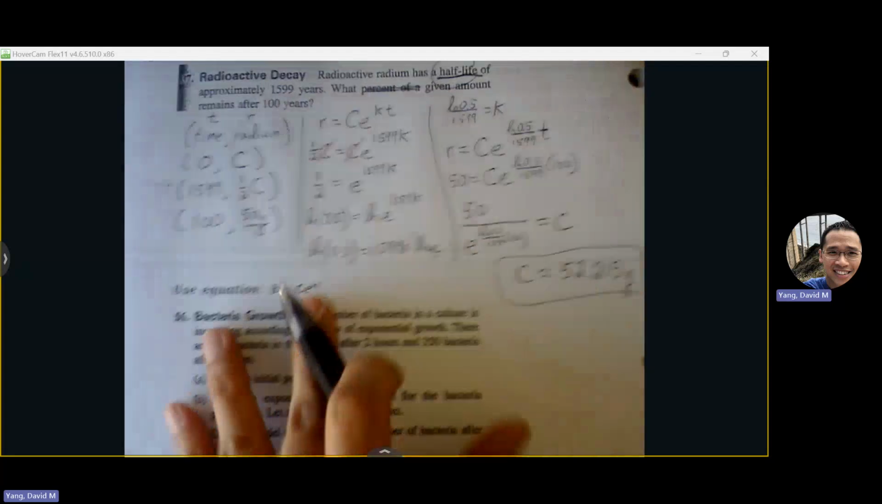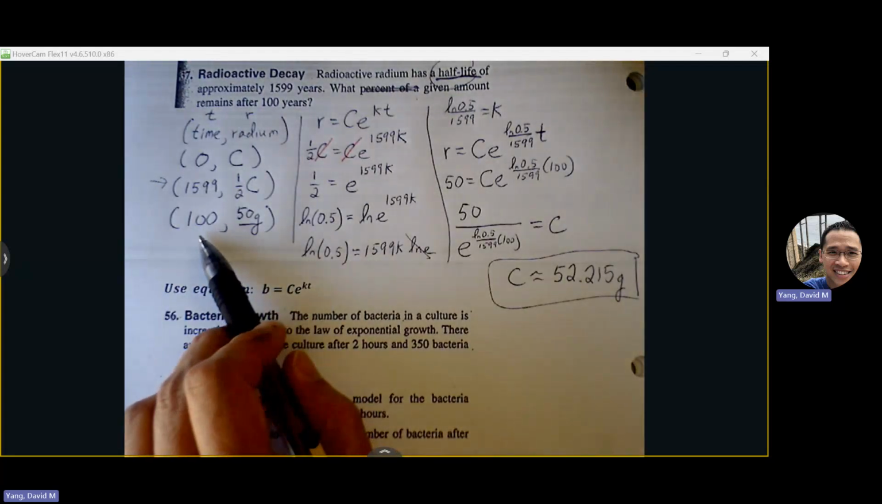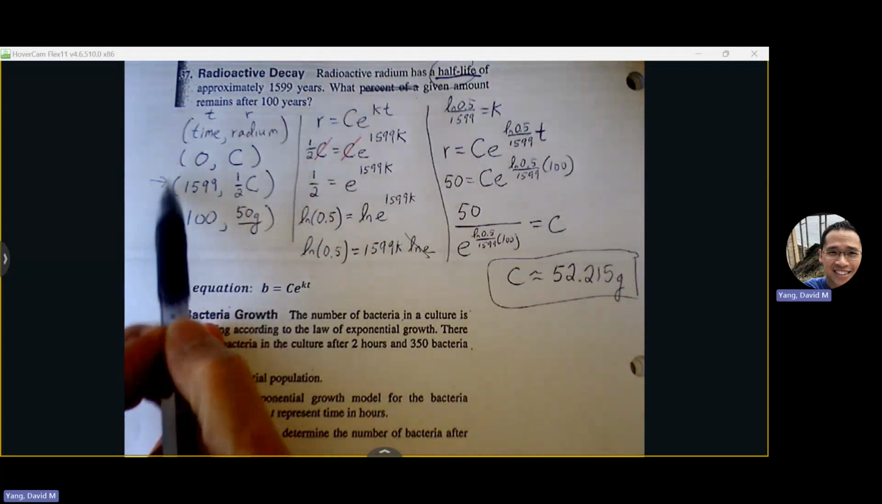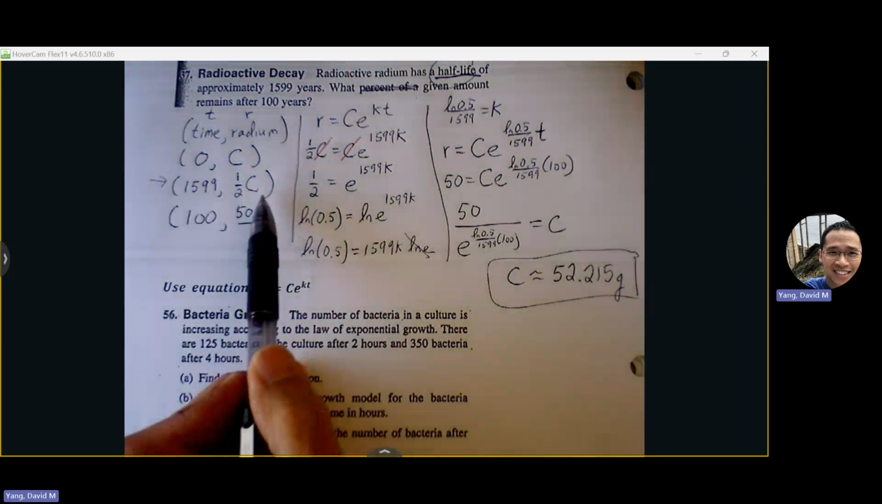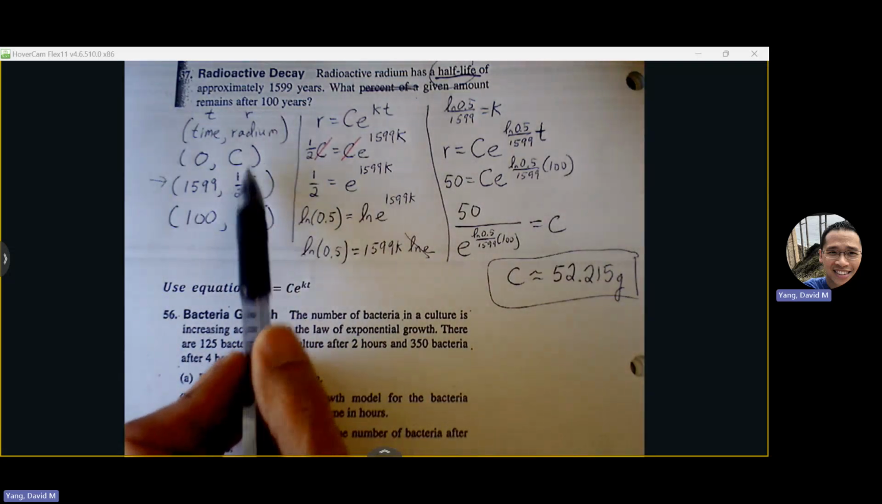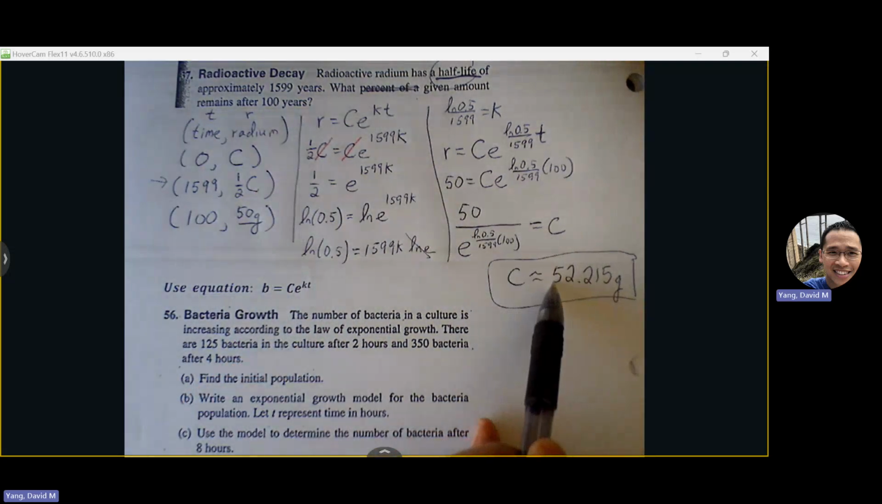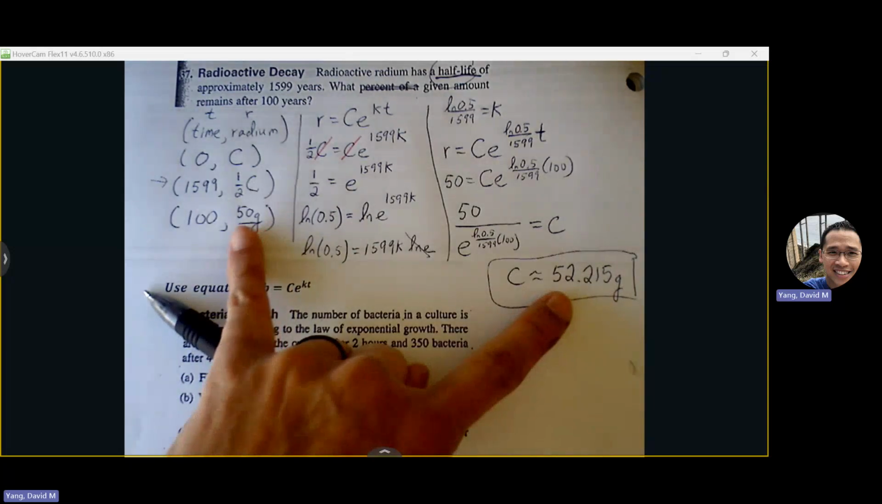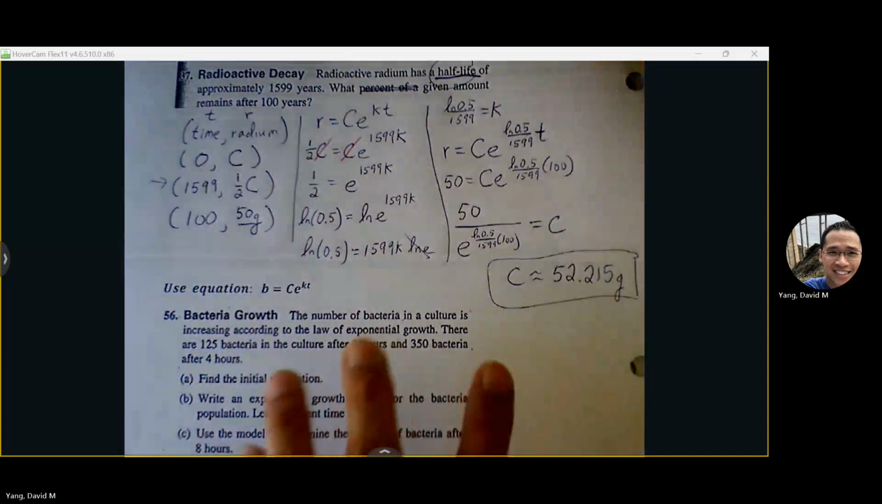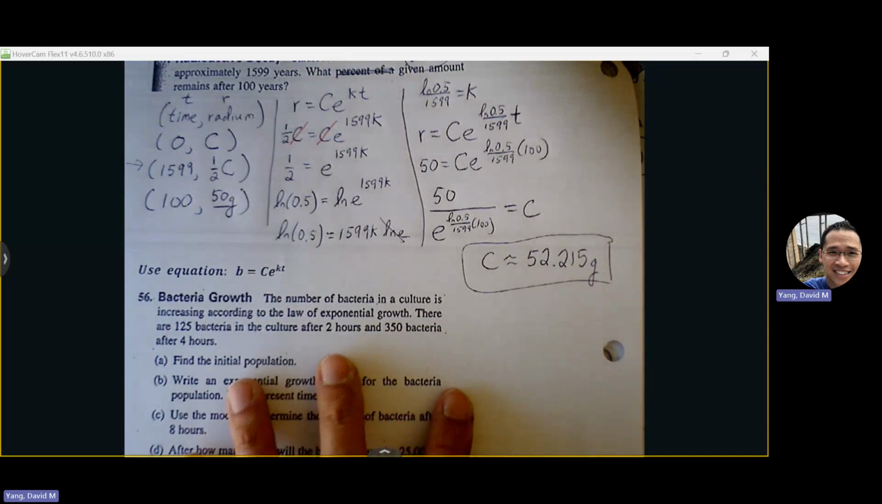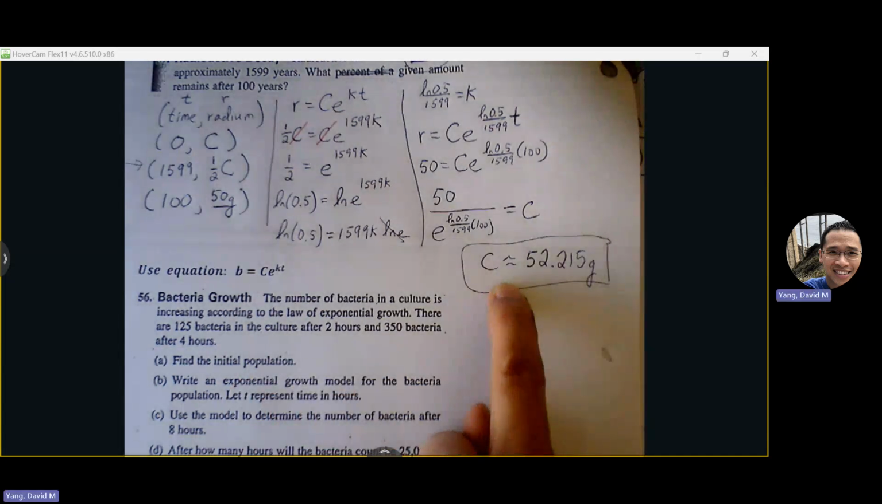So we're not going to decrease much in 100 years, because it's going to take almost 1,600 years for that amount to decrease by half. So even after 100 years, it's only going to go down by 2 or so grams. Is that what you guys got?